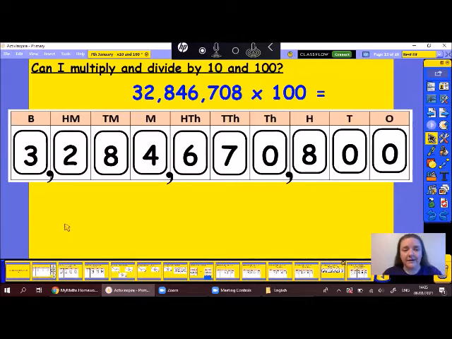So our new number, having multiplied 32,846,708 by 100, is now, deep breath, 3,284,670,800. But it's easy because you do the same thing. You move everything 2 places, you put the zeros in the gaps. That's it. You can deal with any number now.